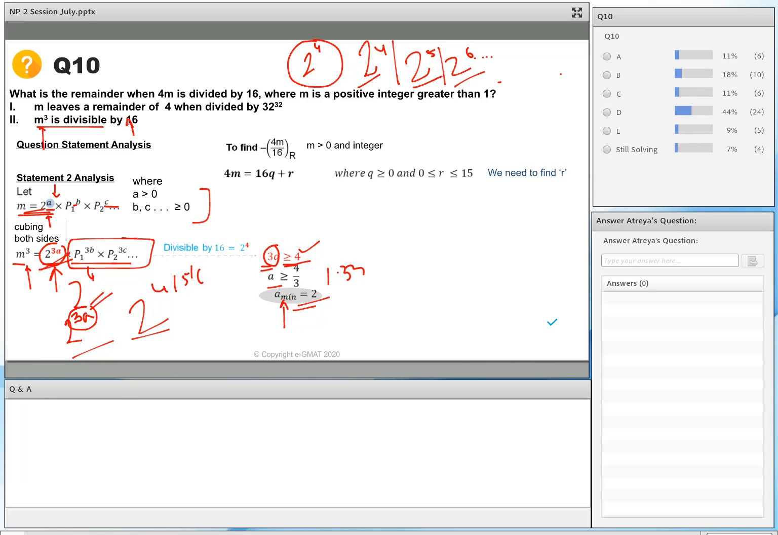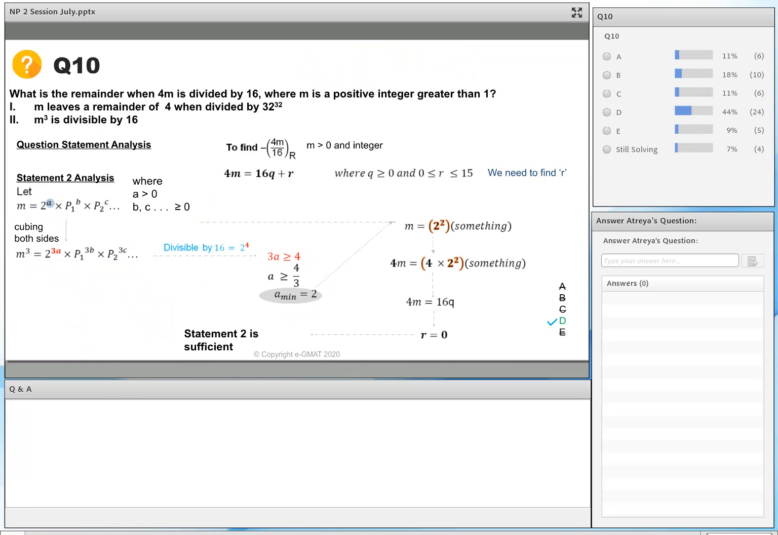Okay, if the minimum value of a is 2, what is the minimum value of m? In terms of this, I have 2 to the power 2 multiplied by something. Again, this can be 3 or 4 or 5. The exponent can be more than 2, but at a minimum it is equal to 2. If so, the value of 4m at a minimum would contain this and the 4 that I'm multiplying with m. And then I have something else, which I'm not concerned that much about. So 4m definitely has this 16 inside it. That means 4m can be written in terms of 16 cube. If I can do that, then 16 cube plus 0, if that's equal to 0, that essentially means my remainder is equal to 0, right? So this is how I calculate the answer for this question.